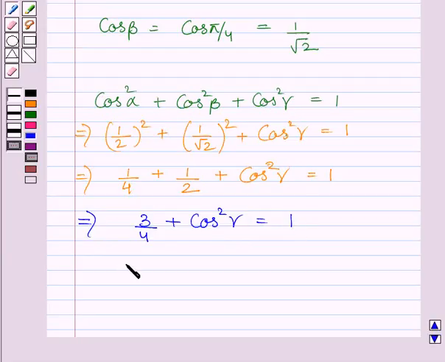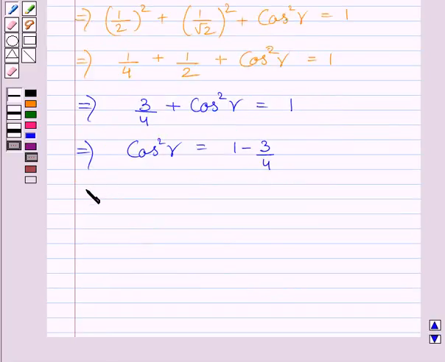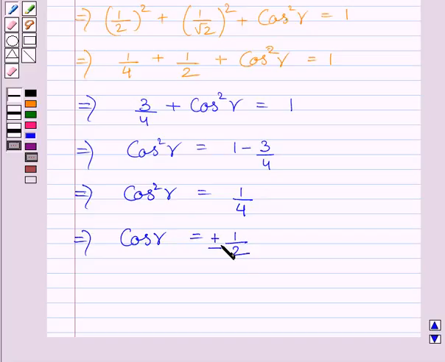Now subtracting 3 upon 4 from both the sides of this expression, we get cos square gamma is equal to 1 minus 3 upon 4. Now this further implies cos square gamma is equal to 1 upon 4. Taking square root on both the sides of this expression, we get cos gamma is equal to plus minus 1 upon 2.